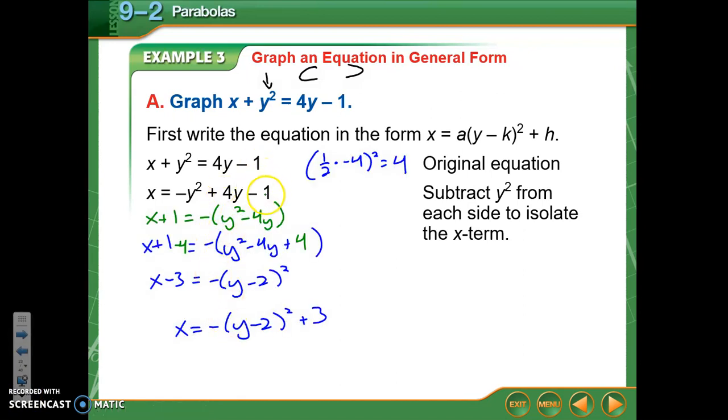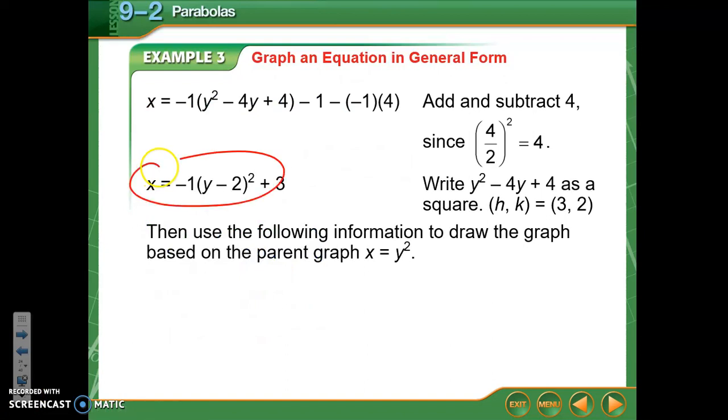Hopefully you can follow this process. I decided to write it out for you because I showed you how I moved the 1 over to the left-hand side. I factored the negative out of these two terms, completed the square, so I added a 4 on this side, but it's really a -4 because it's multiplied by the negative, so I subtract 4 on the other side. Simplify, rewrite it as a perfect square, and then move the 3 back over. So here's my standard form.